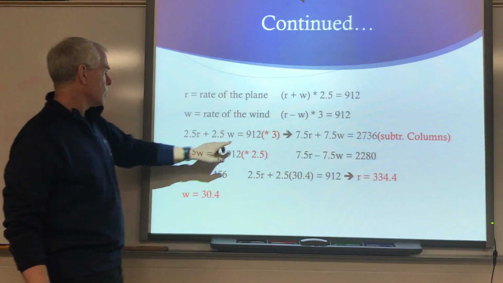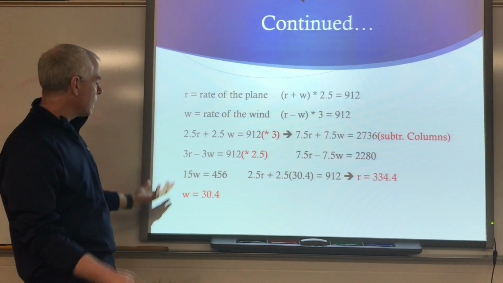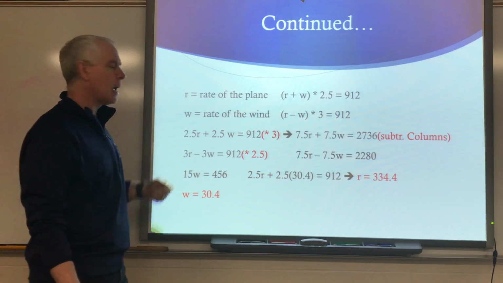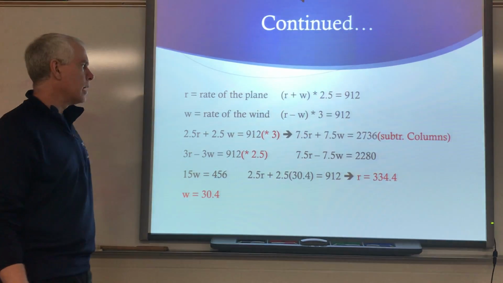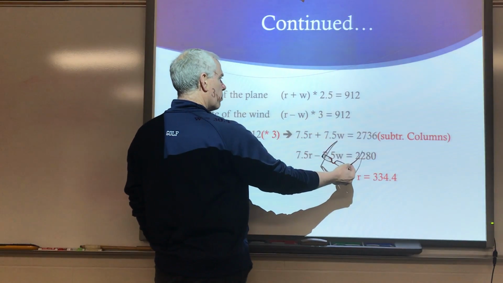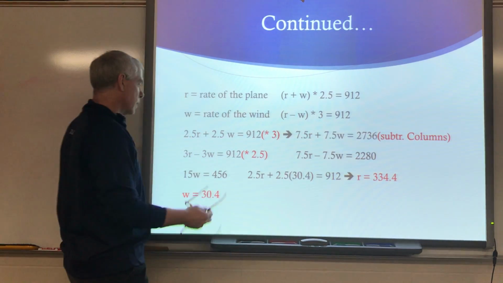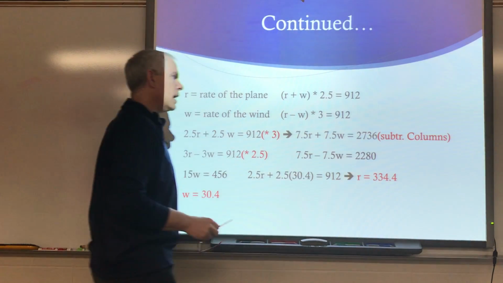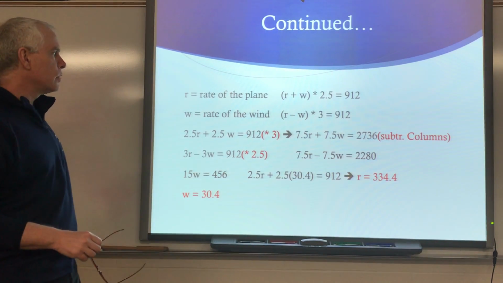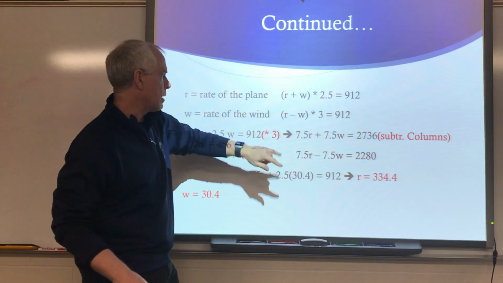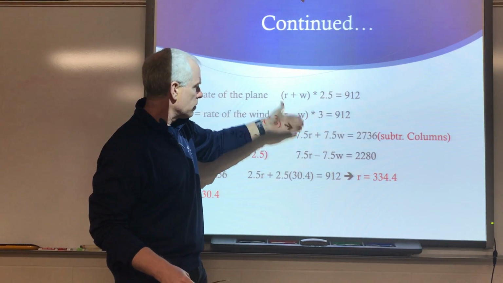And then I chose to, in order to try to get the variables to be the same, if I multiply this row by 3 and this row by 2.5, I will align those values. So I get this new equation, 7.5r plus 7.5w equals 2736. And then 7.5r minus 7.5w equals 2280. If I subtract the two, I'm going to lose my r's. I could add them and lose the w's. It doesn't really matter. But if I chose to subtract, so I'm going to lose the r's.